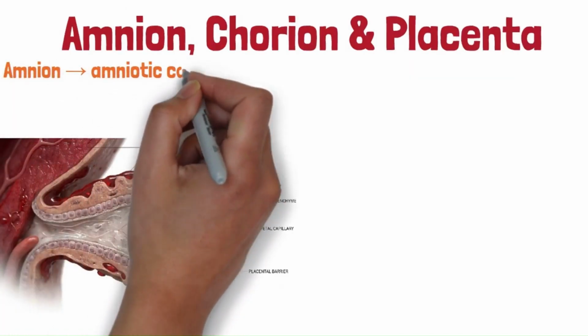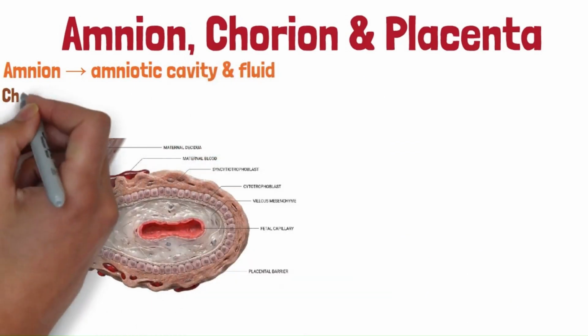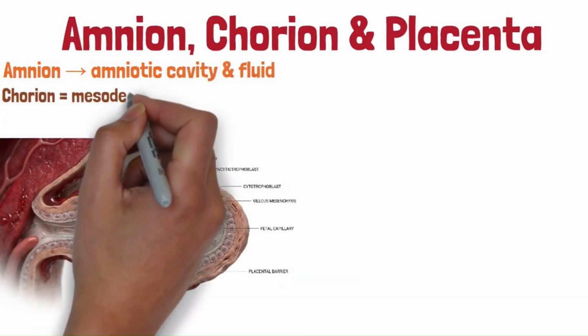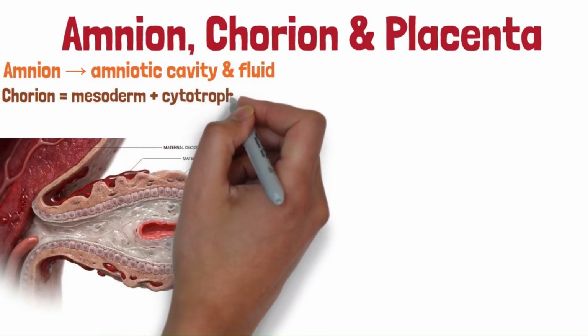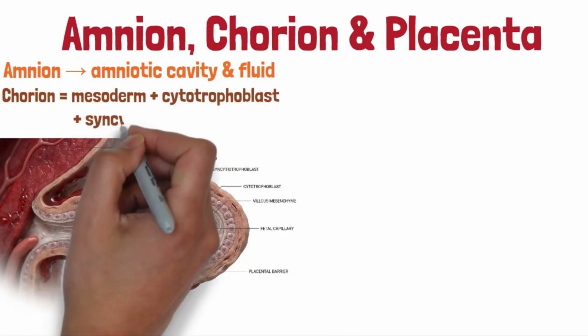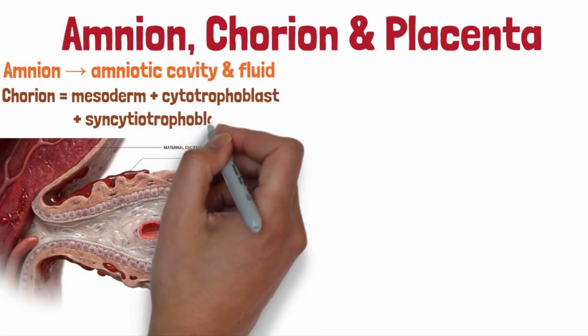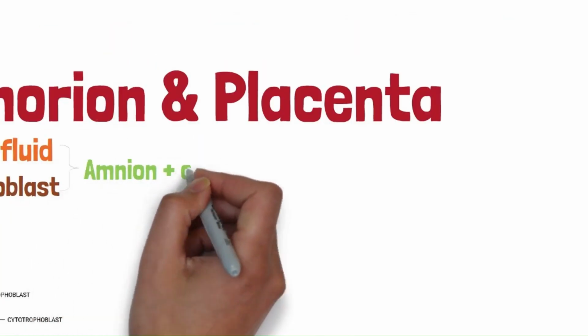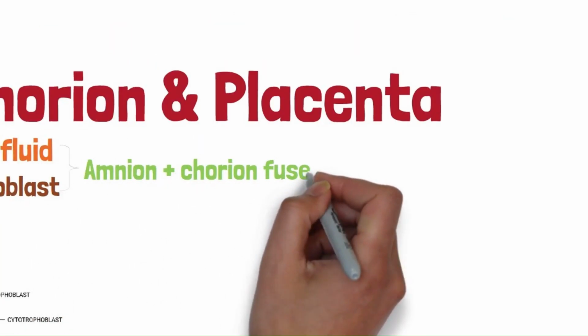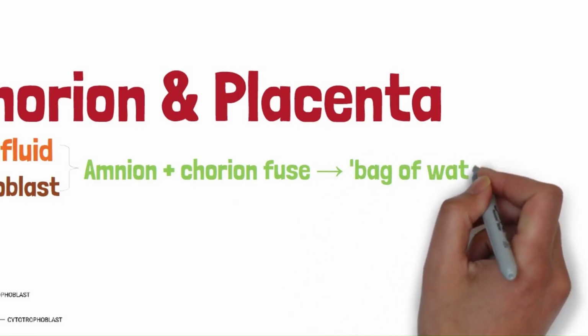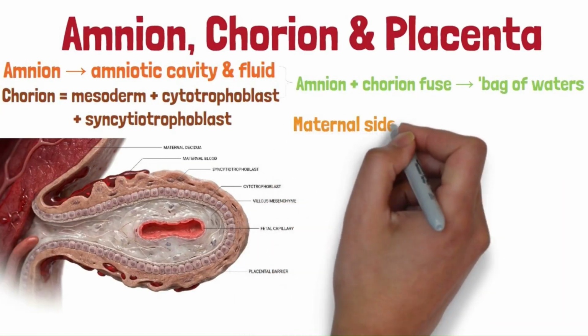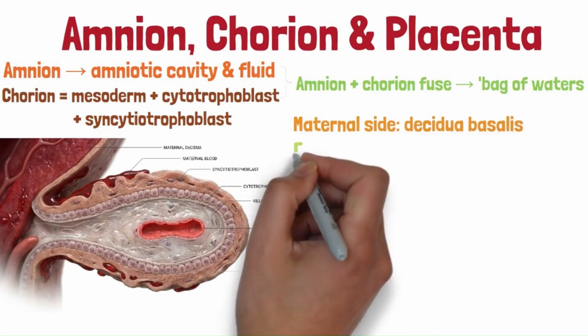Two more membranes finish the picture. The amnion lines the amniotic cavity and produces amniotic fluid. The chorion is made of extraembryonic mesoderm plus the cytotrophoblast and syncytiotrophoblast. Its villi form the fetal side of the placenta. Together they fuse into the amniochorionic membrane, what your patient calls her bag of water.